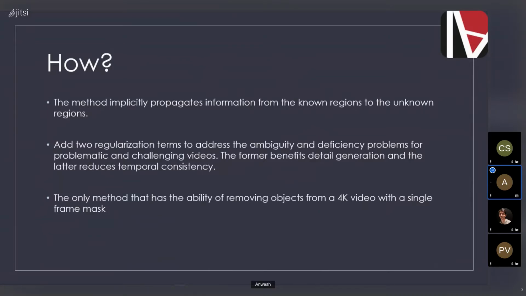The ambiguity regularization term benefits detail generation, and the deficiency regularization term improves temporal consistency. At the time of publishing this paper, this was the only method that had the ability of removing objects from 4K video with a single frame mask. A single frame mask means, let's say there's a video and you only take one frame, and in that one frame you mark the object that has to be removed. We will understand the regularization terms further in the coming slides.